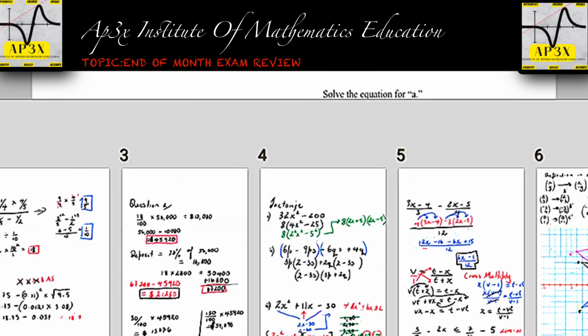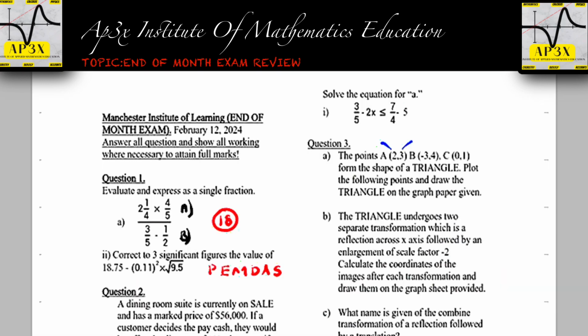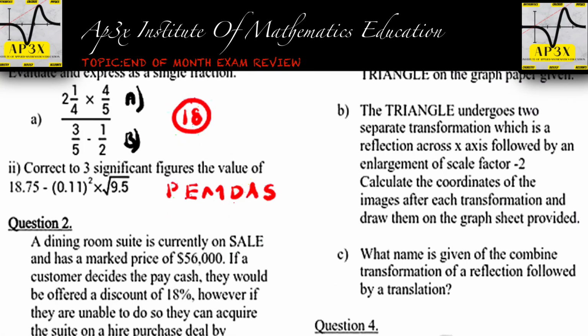We're going to get into the final phase here. Now it did ask us a bonus question. What is the name given to the combined transformation of a reflection followed by a translation? We did in fact go through this. One of my group of students did in fact go through this.